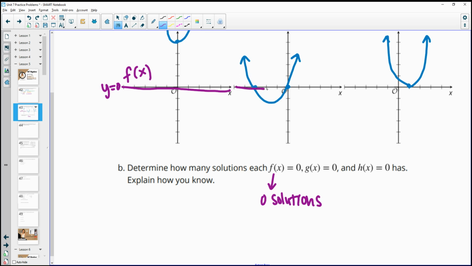g of x crosses the x-axis twice. So this one was g of x. So g of x has two solutions. And then h of x crosses the x-axis once. So h of x has one solution.